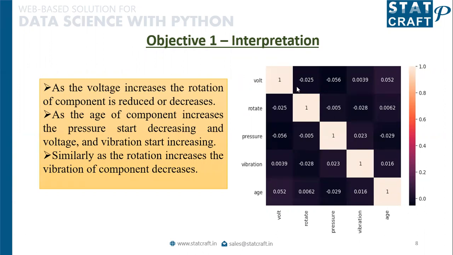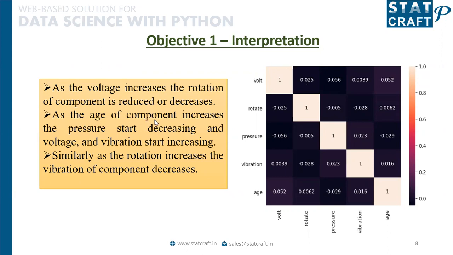Look at this particular value, minus 0.025. This is the value between voltage and rotation. And since it is negative, we say that voltage and rotation share an inverse relationship between each other. As voltage increases, rotation of the component comes down. Let's look at the second point here.